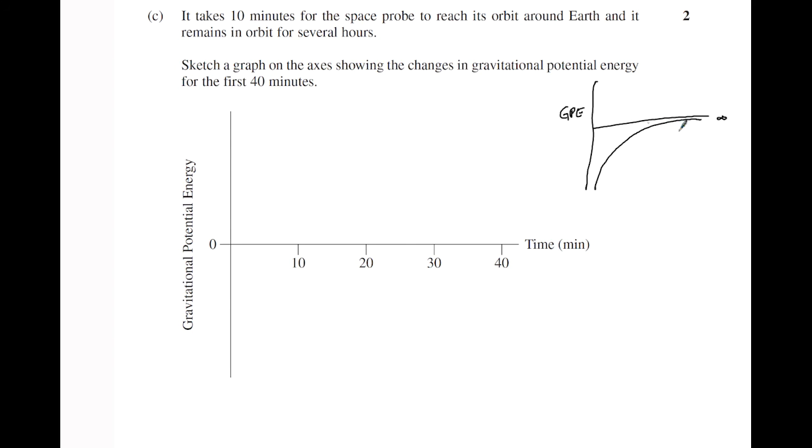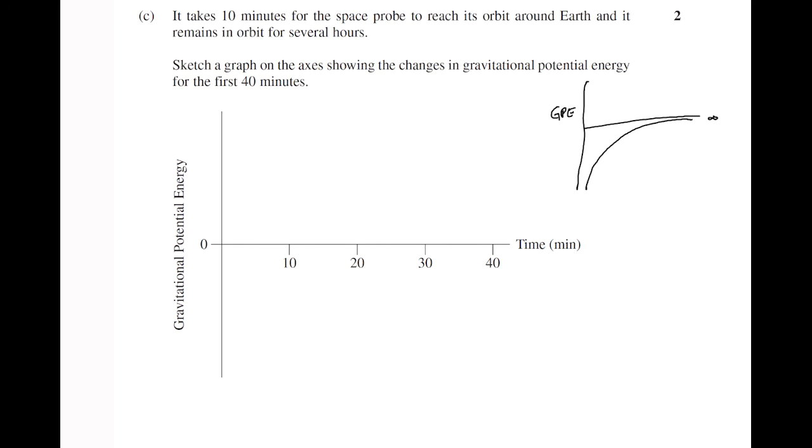But we now have to apply that understanding to this situation. Well, clearly it is launched and then it stays in orbit, which means its position stays the same, which means its gravitational potential energy is going to remain the same. It's not going to change at all. So from a particular point in time, in this case after 10 minutes, you're going to expect it to be horizontal like this. It's not going to change.